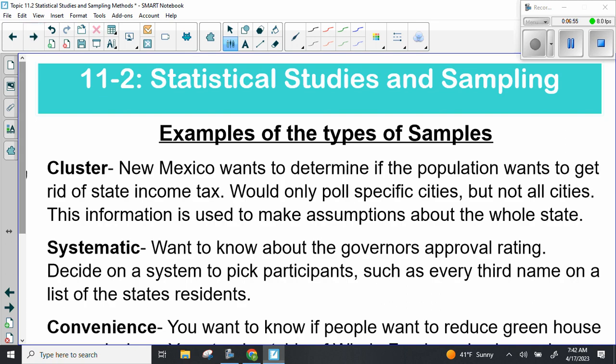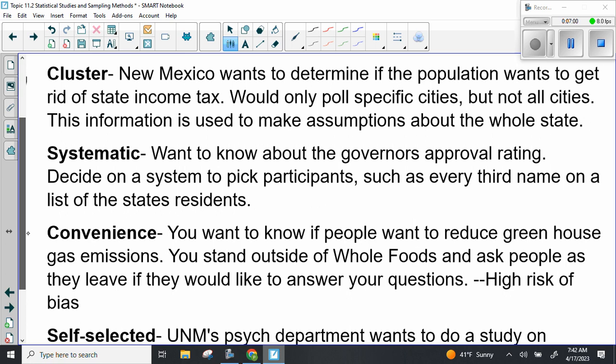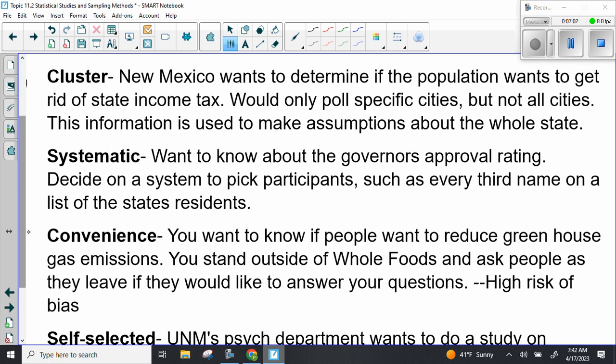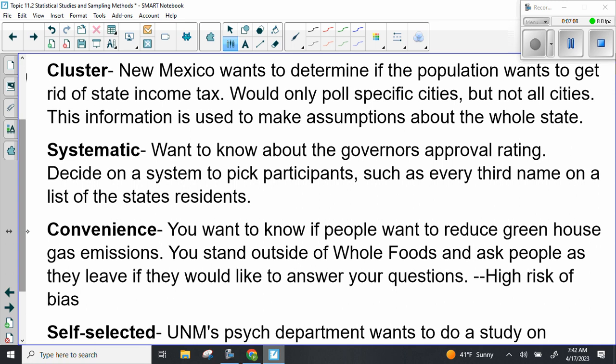So, cluster sample. There are a couple of examples that I like to use. What if I wanted to get some data about students here at Cleveland High School, but it might be too much trouble to select individuals? What I might do is randomly select classrooms and get data from everyone in the classroom. Those classrooms would be a cluster sample. If I'm not selecting individuals, I'm selecting a group randomly, we call that a cluster sample.